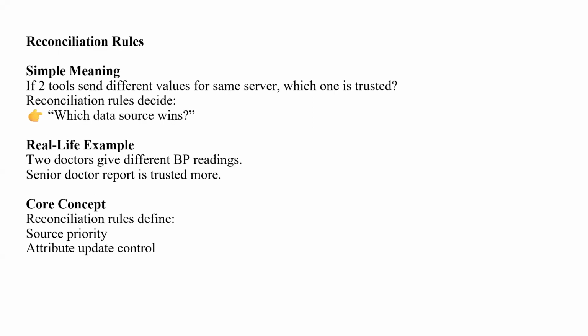So what are reconciliation rules? Reconciliation rules decide which data source is trusted when multiple sources update the same CI. A usual example: if Discovery and SCCM send different values for the same server attribute, the higher priority source value is accepted. A real-life example: if two doctors provide different BP readings, the hospital trusts the senior doctor's report. The core concept is that a reconciliation rule defines source priority and attribute update control.